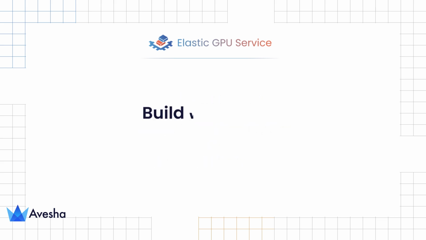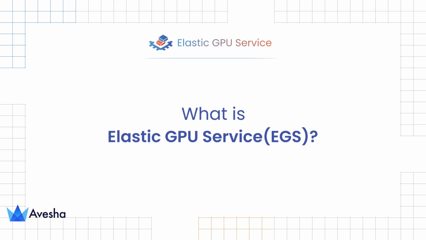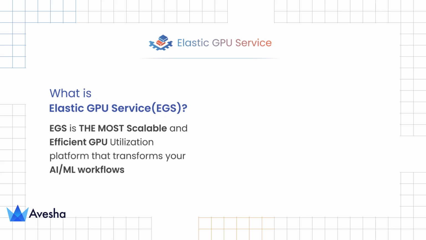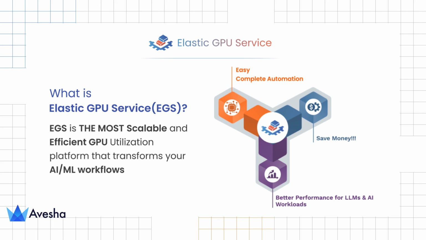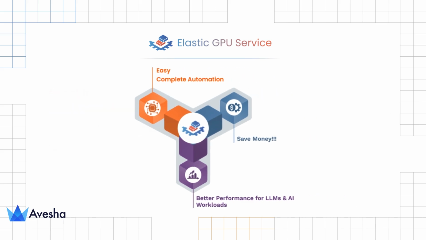EGS is the only solution out there that is applying AI and intelligence to solving this battle for GPU resources. So, what is EGS? EGS is the most scalable and efficient GPU utilization platform that transforms your AI/ML workflows. What's really interesting here is that EGS promises not only to make life easier for data scientists, but also to save a good chunk of money in the process.